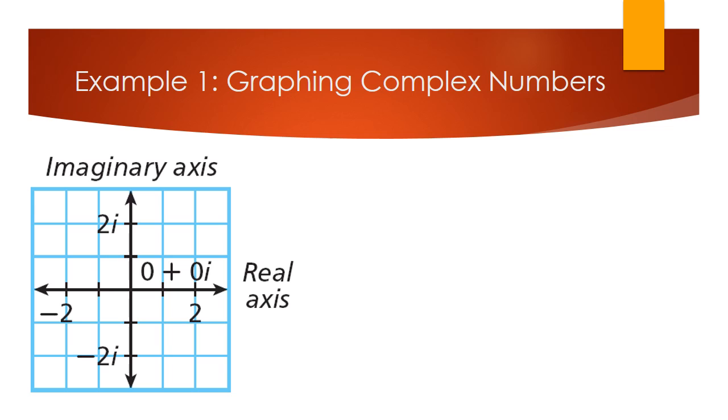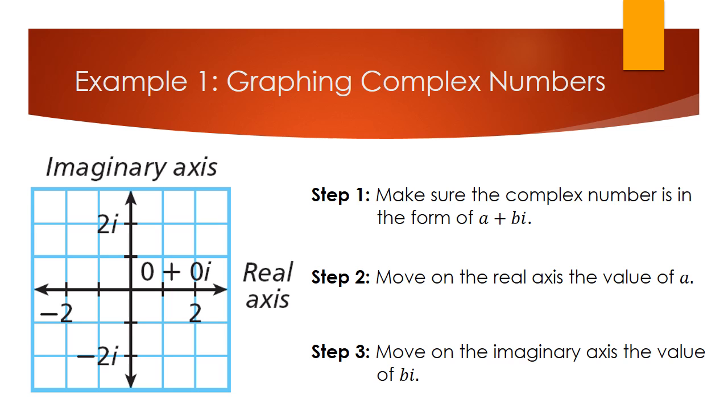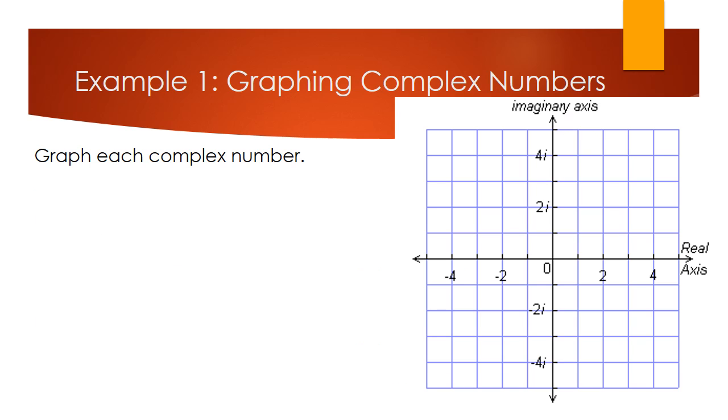So first let's take a look at this. This is an imaginary axis, real axis. Alright, so we're going to be able to graph imaginary numbers. We need to make sure that our complex number is in the form of a plus bi, so the real number first and the imaginary number second. After that, you move on the real axis the value of a, so negative left, positive right. Then we move on the imaginary axis the value of bi, so whatever b is, if it's negative you move down, if it's positive you move up.